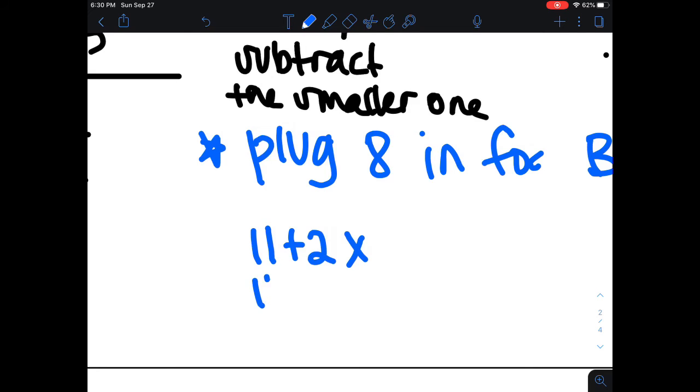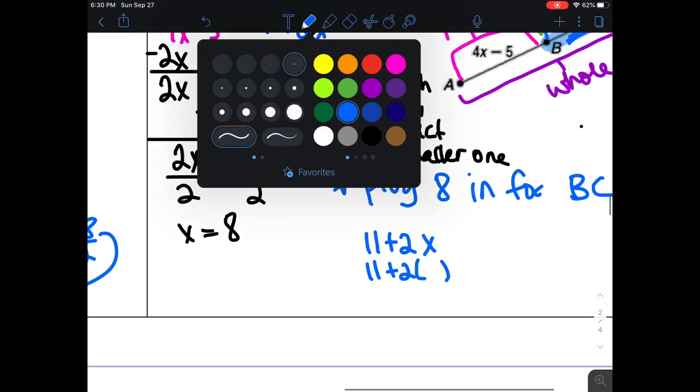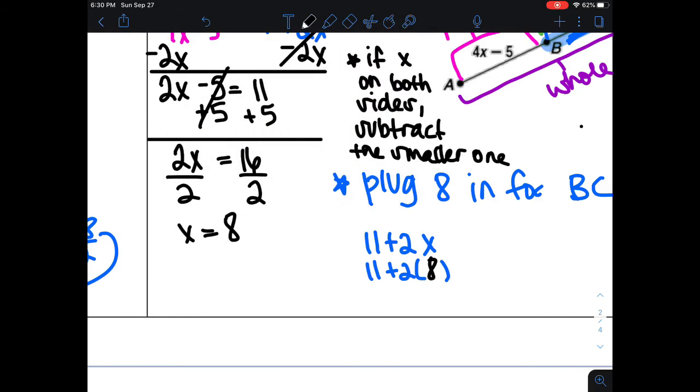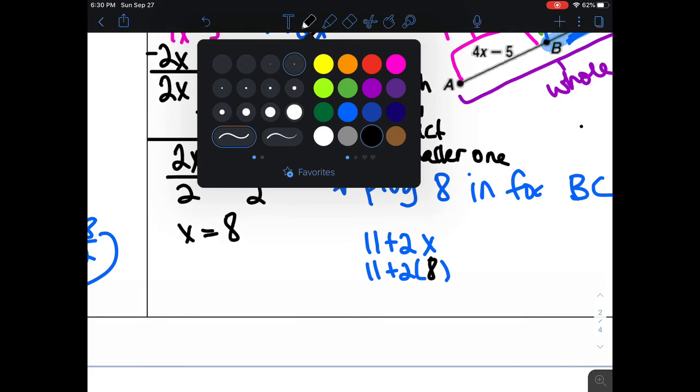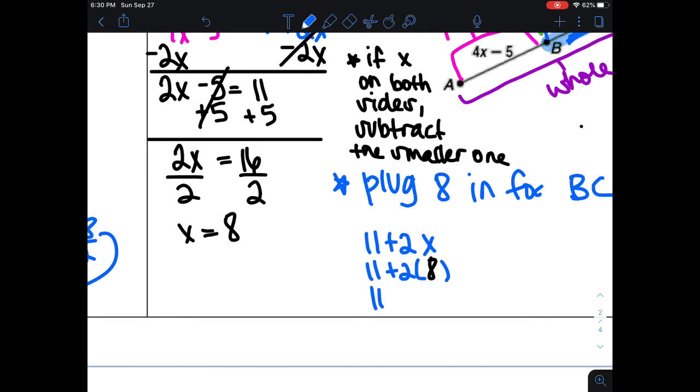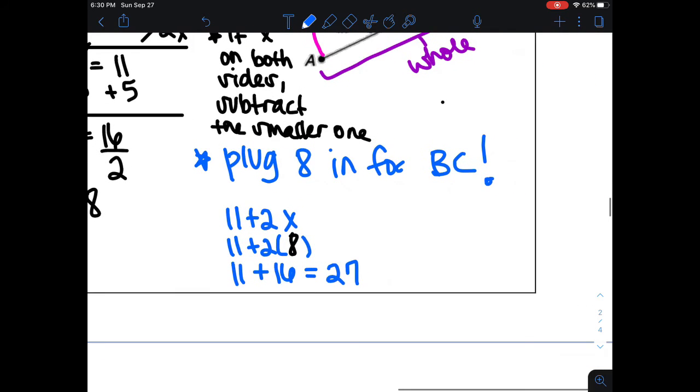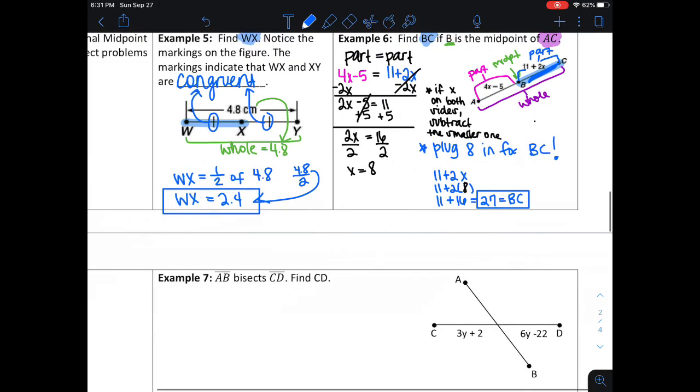So let's see. We have 11 plus 2 times x. X was what again, guys? It was 8. Okay, and so now that's going to be 11 plus 16, which is just 27. So that is our answer. I'm not going to box that by itself, though, because I need to remind myself that 27 is the length of BC. Always label your answer. Don't just give me a random number as your answer. Please tell me what that number represents, hence BC.